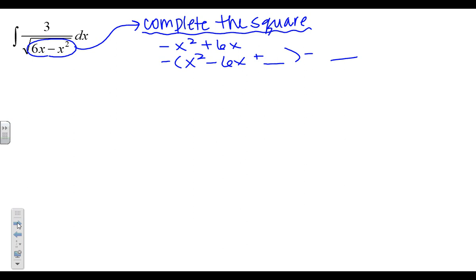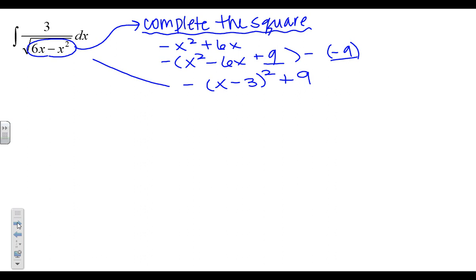What's our mystery number? What completes the square? 9. And how do you get 9? b over 2 squared, so 6 over 2 squared is 9. Now, we added 9, but 9 is being multiplied by that negative, so we're really adding negative 9, which means we have to subtract negative 9. Whatever we add, we have to subtract because we're adding 0. So what we have is negative x minus 3, the quantity squared, plus 9.